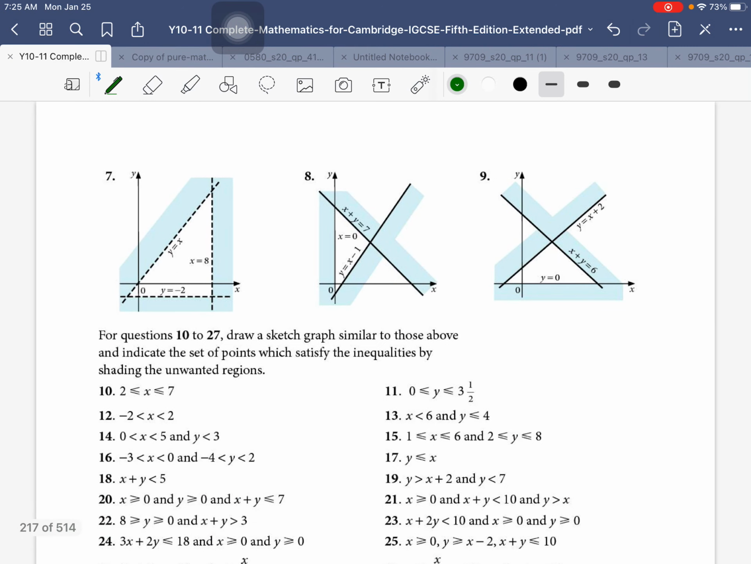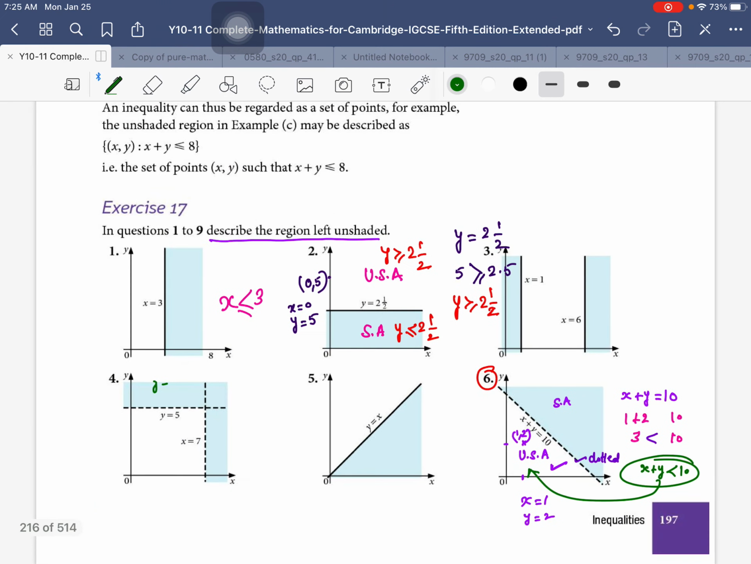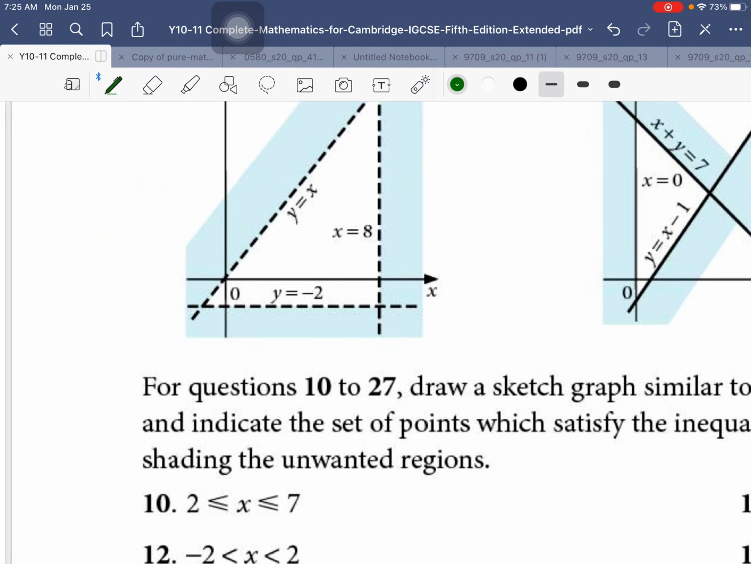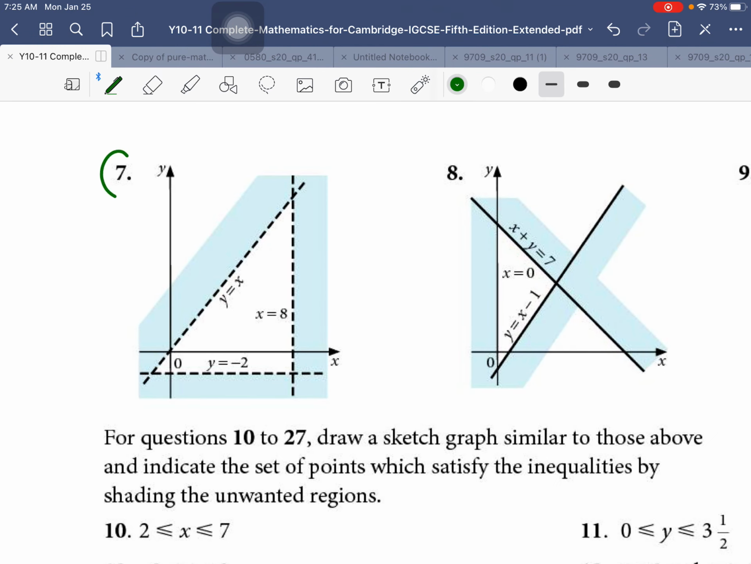Okay, let's do something different now. In question number 7, what is asked is to describe the region left unshaded. For example, in this question number 7, we just have to describe this white area. This is the unshaded area, USA. So we're going to do it step by step.